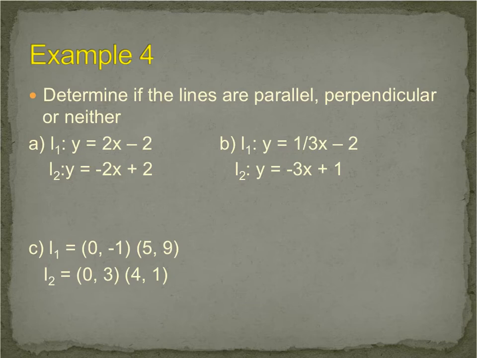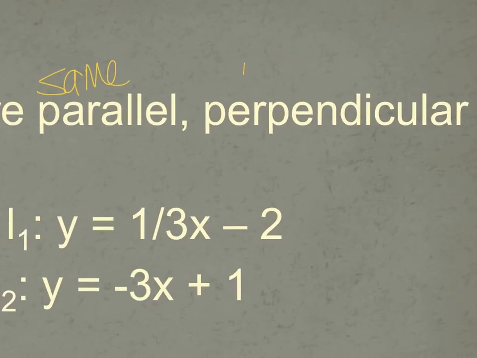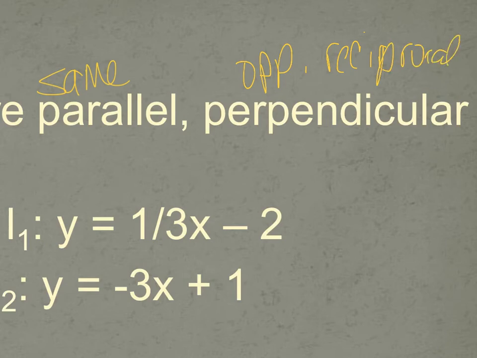On your quiz, I know for sure you'll have something like this to determine if they're parallel or perpendicular. Sometimes you can look and just see. Sometimes you can't. Sometimes you have to move stuff around. You got to get them into y=mx+b, something like that. So make sure you're paying attention to this. But think about parallel, perpendicular, or neither. Above the word parallel, I want you to write the word same. Above perpendicular, I want you to put opposite, reciprocal. If you don't remember reciprocal, then put opposite flip or something like that so you know to flip it.